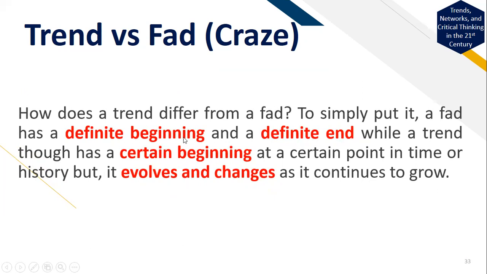So ayan, lahat ng red words summarize the difference between trend and a fad. So again, pag sinabi nating fad, it has a definite beginning and a definite end. Okay, malalaman mo kung kailan siya lang uso, kailan siya tatagal. And on the other hand, pag sinabi mong trend, it has a certain beginning at a certain point in time or history, and it evolves and changes as it continues to grow, and as it affects a lot of people. Okay? So, yun ang pinagkaiba ng trend sa fad.